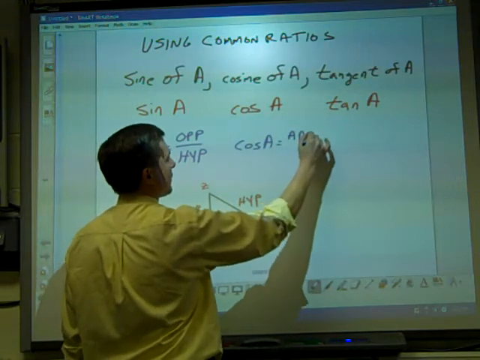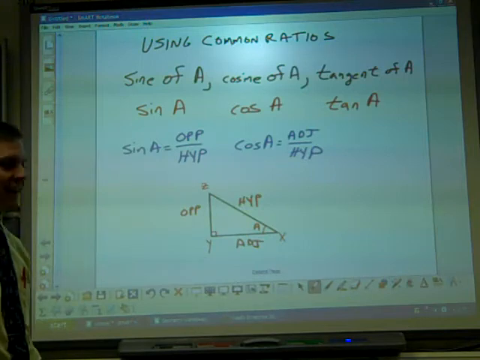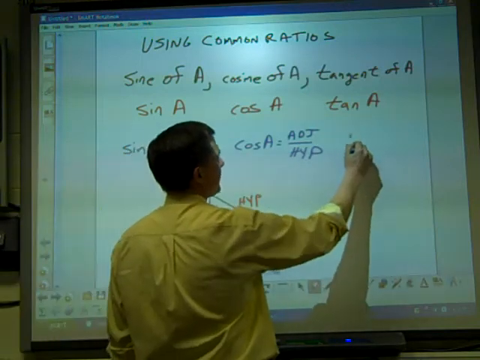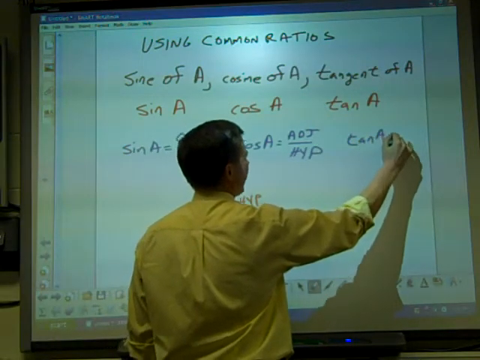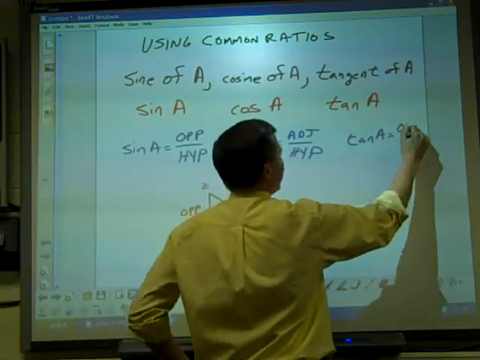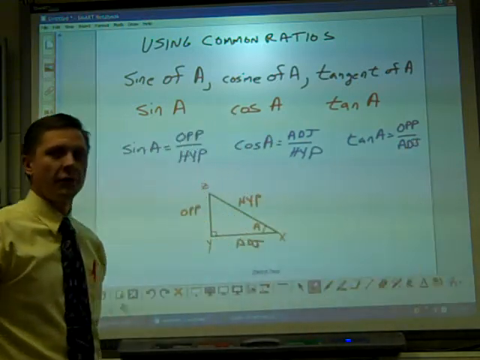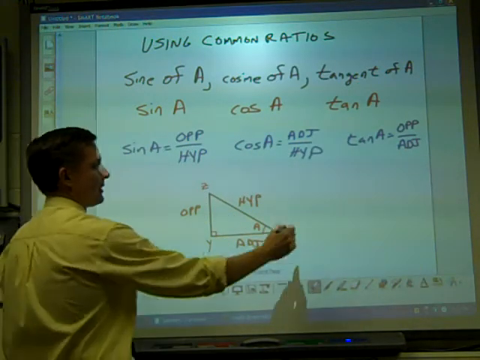And it always has to reference an angle. You always have to have cosine of an angle. It has to have some measurement. And finally, tangent of A is simply the opposite over the adjacent. Now this is a lot to remember. So we came up with a little phrase to help us remember it.